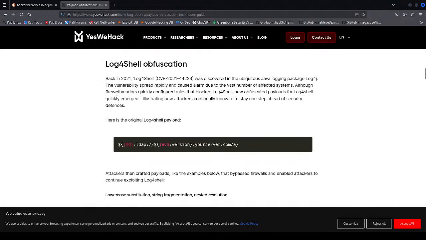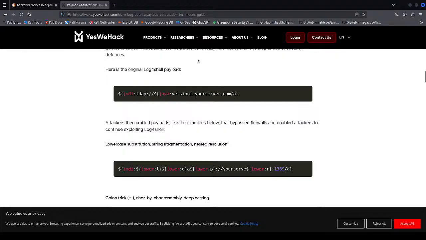Right here, let me give you an example. Log4Shell obfuscation. Back in 2021, the Log4Shell CVE was discovered in the ubiquitous Java logging package. The vulnerability spread rapidly and caused alarm due to the vast number of affected systems. Although firewall vendors quickly configured rules that blocked Log4Shell, new obfuscated payloads for Log4Shell quickly emerged, illustrating how attackers continually innovate to stay one step ahead of security defenses. Here's the original Log4Shell payload.